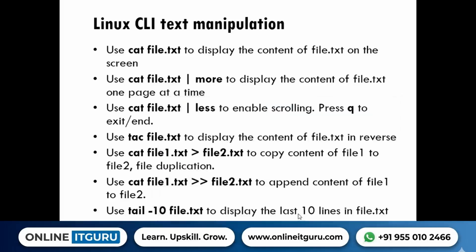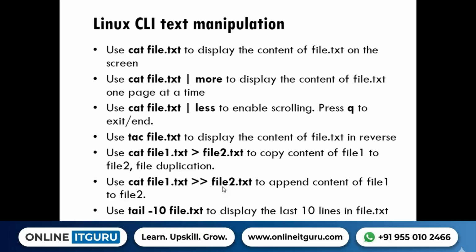The next thing would be to append content of file 1 to file 2. For example, file 2 is already having some information, and you want to append some information at the end. Instead of totally copying the entire content, if you are doing it this way, whatever data is there will be removed from file 2 and all this information will be added into this file. But if you use 2 greater than symbols, it is going to append at the end.